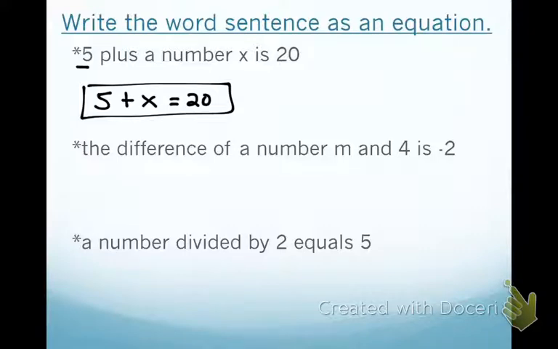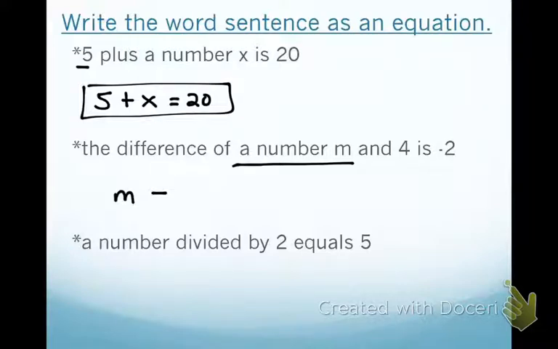Is there anyone who would like to do this second one for us? It says, the difference of a number m and 4 is -2. Javaria, try it for us. What does the difference mean? To subtract. So I'm going to go ahead and put a subtraction sign. And now we've got a number m. So we're reading from left to right. Do you think that the m should go over here or on the right-hand side? It's going to go all the way on the left because we read from left to right. So I'm going to go ahead and put an m.